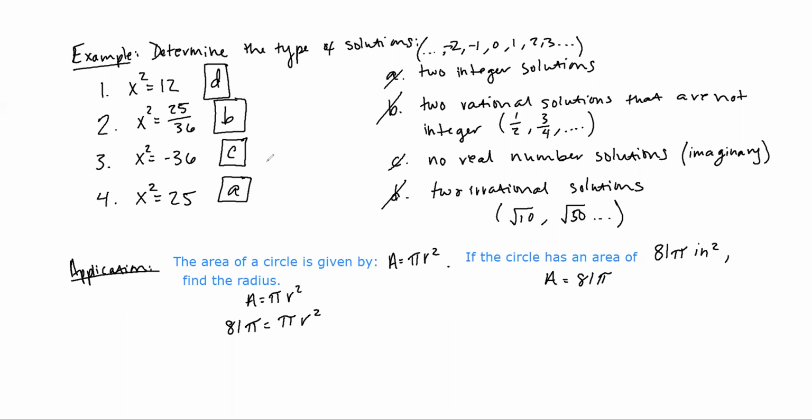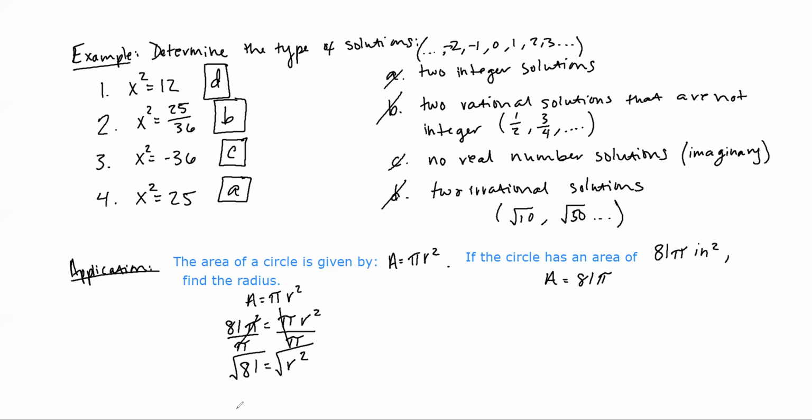So think of this like one of our equations we've been working with. We want to get this r squared by itself. So first thing I'll do is divide by pi. Remember, pi is just a number. It's 3.14159, keeps going forever. It's irrational. But it's nice that it cancels out on both sides. So we're left with 81 equals r squared. And now what are we going to do to both sides to get the r by itself? Well, we're going to square root both sides.